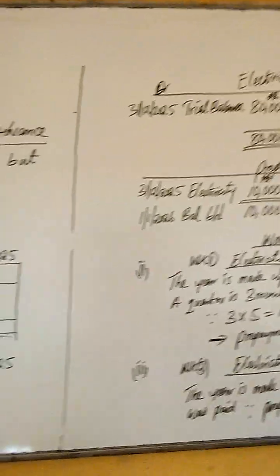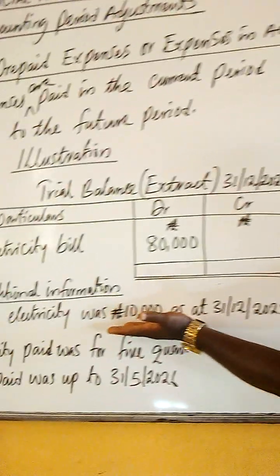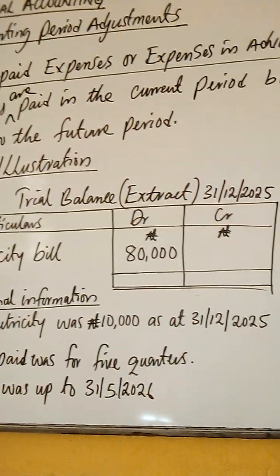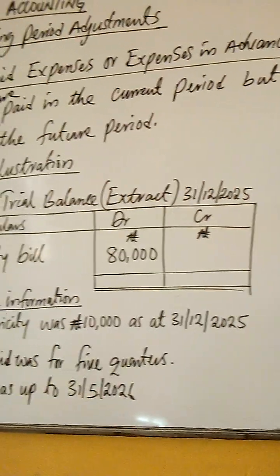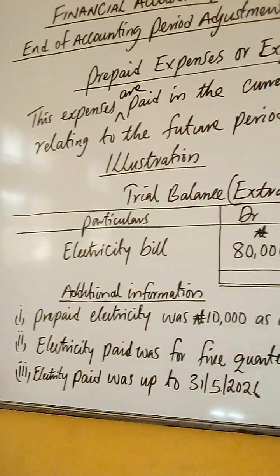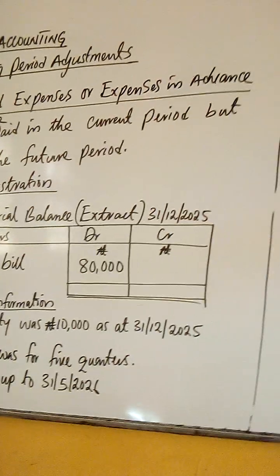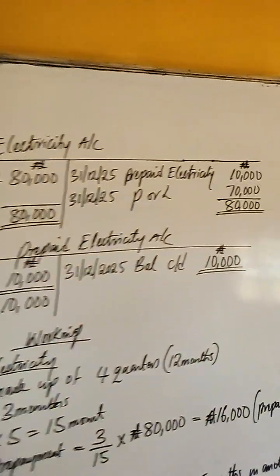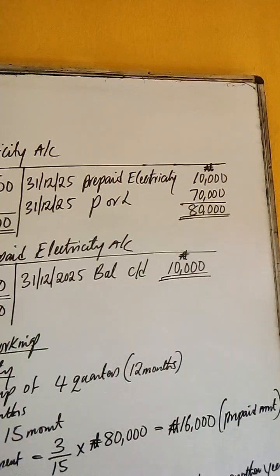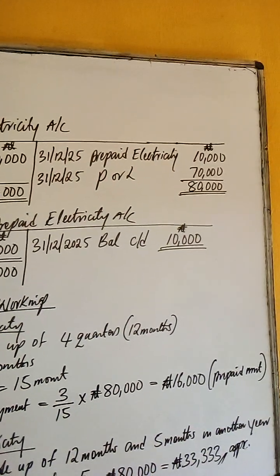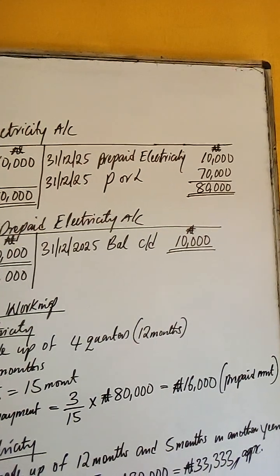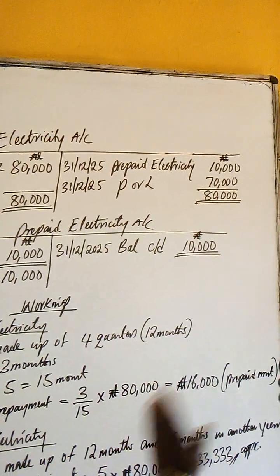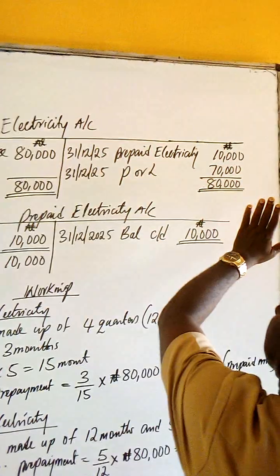Then the next thing is for you to handle what is called prepayment. So prepayment here is 10,000 naira. That is the balance of electricity that was paid as against the next year. How do you do it? You take it to the credit side, because it's going to be a deduction. If you prepay an expense in the current year as against next year, it becomes a deduction. So if you want to deduct, it means you must post it on the credit side.